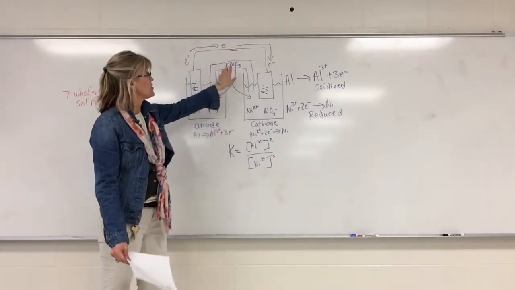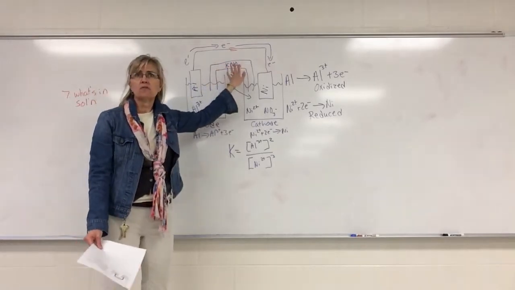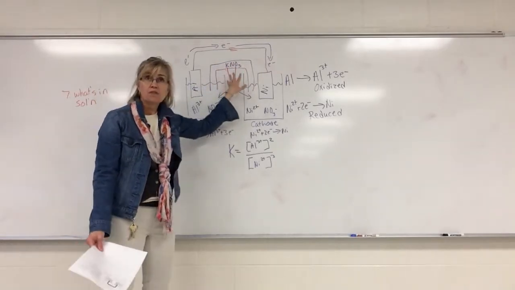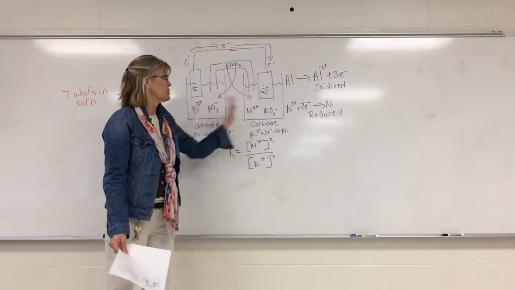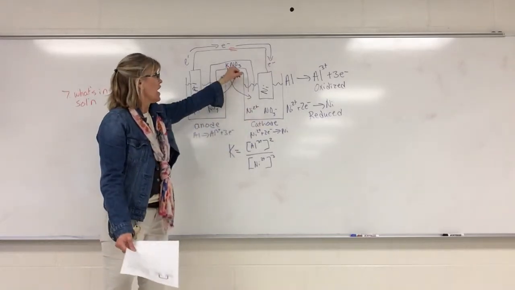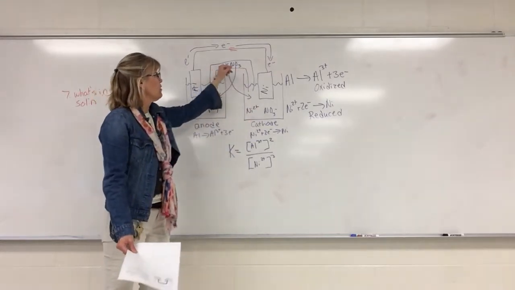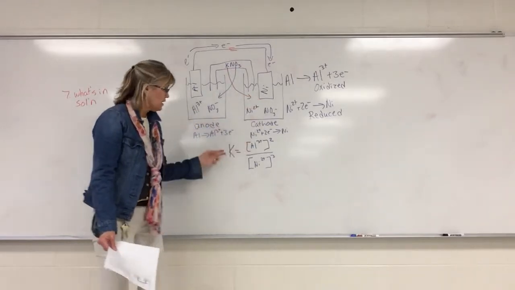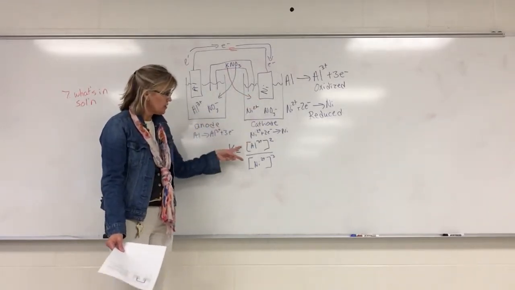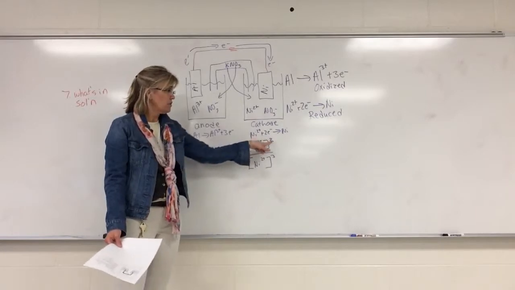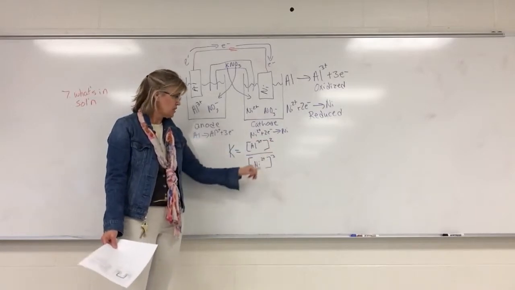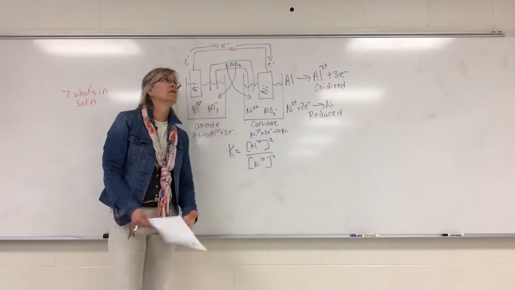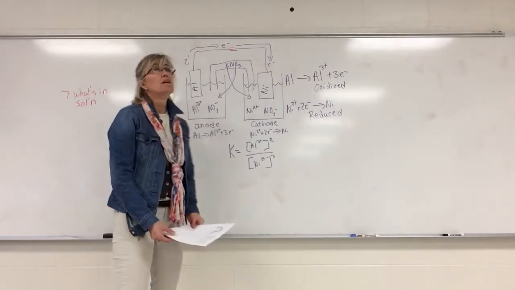The salt bridge is in there with a very soluble salt. The purpose is to replenish the charge that builds up. And the anion always goes to the anode and the cation goes to the cathode. And an equilibrium expression for this reaction would be the concentration of the aluminum ion squared over the concentration of nickel ion cubed. All right?